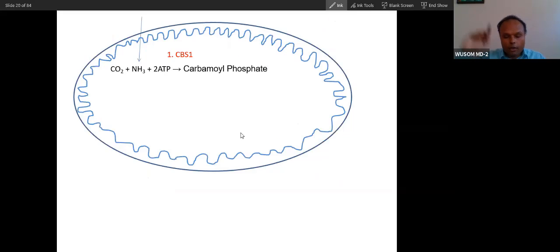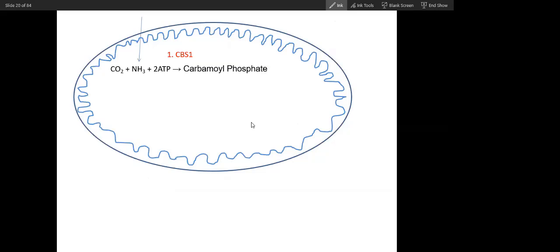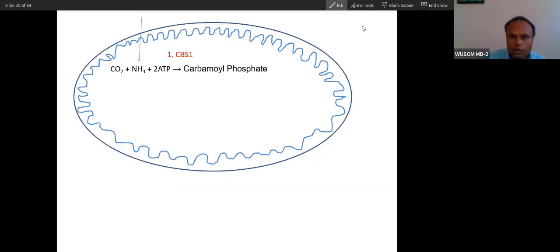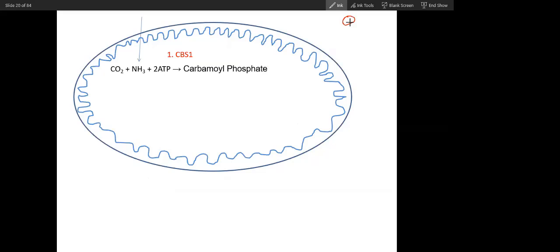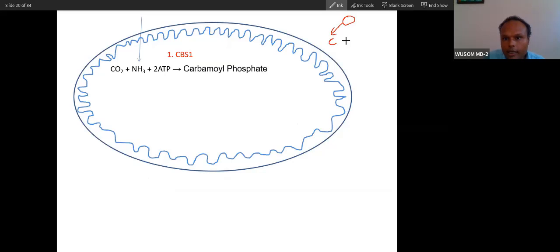Now let me see. First, what is formed first is ornithine. Ornithine will convert into citrulline, and then arginine. So remember this. Ornithine will convert into citrulline.